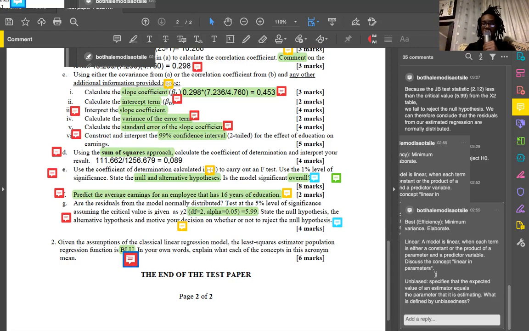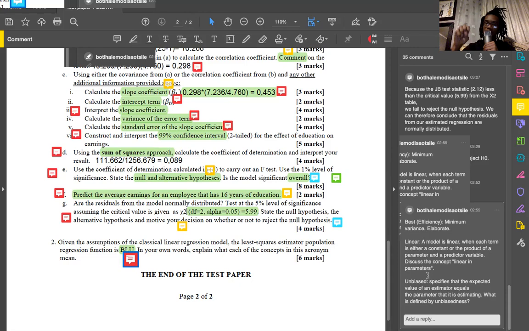Then the last one is unbiased or unbiasedness. Well, basically unbiased, and you refer to unbiasedness. So in the event that you are speaking of what is unbiased, you are specifying that the expected value of an estimator equals the parameter that it is estimating. Then you go on to define unbiasedness, and then there you'll get your marks.